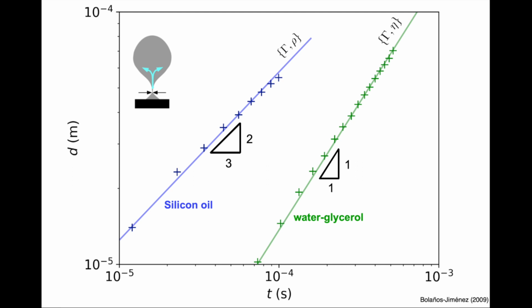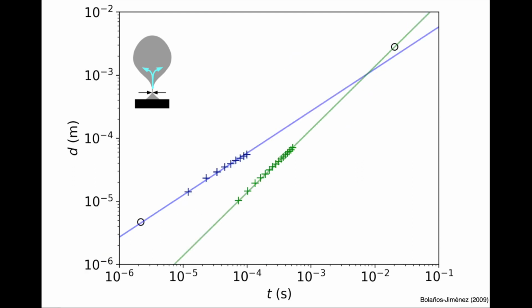Why only one regime? Because in these two cases, the intersection, the event where dynamics change, falls outside the experimental range. For the blue curve, it must have happened before. For the green curve, it must have happened after. If we zoom out, we can actually see where these points would have been expected according to the formulas.